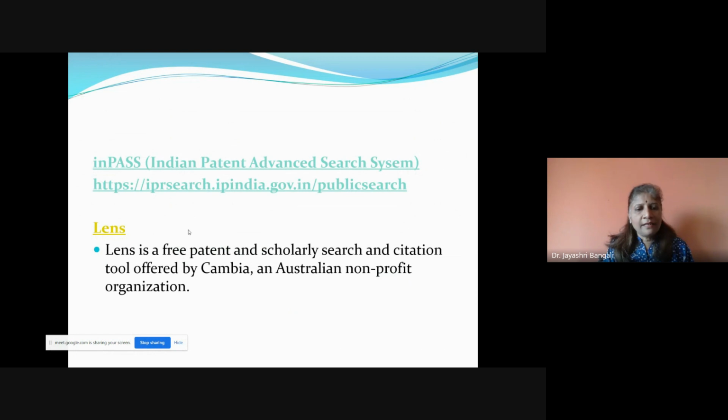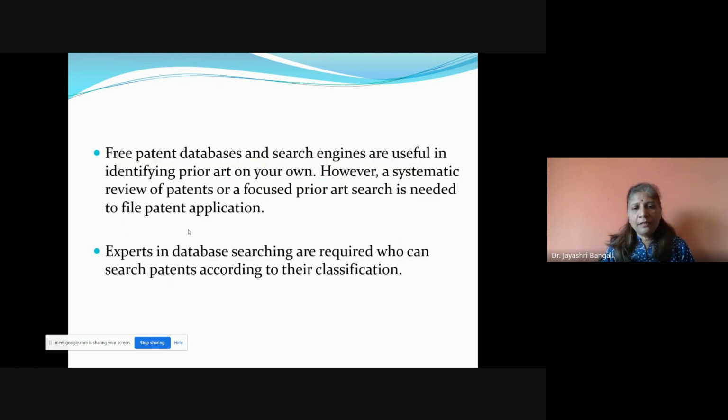The other one is Lens. I am not clicking on it because it is taking time. So these five or six sites I have explained are free sites. You can search on these free patent databases, and these search engines are useful in identifying prior art on your own. That means the inventor can do a basic search, to see whether a similar invention was granted previously or not, on these free sites by your own.